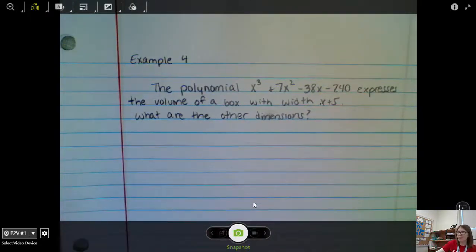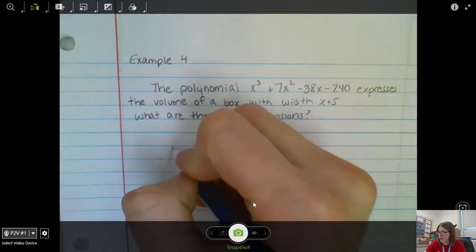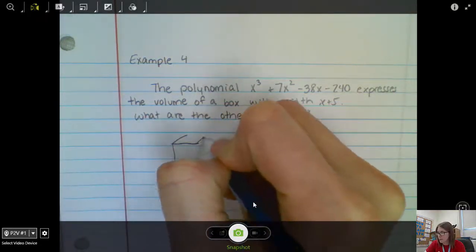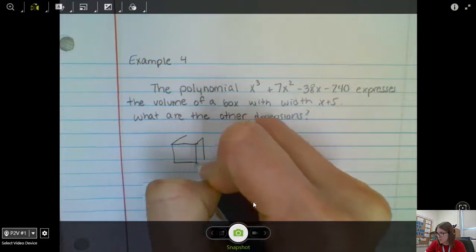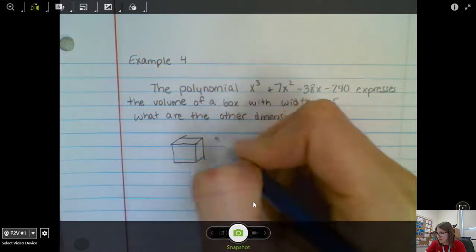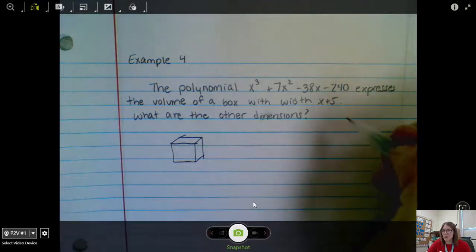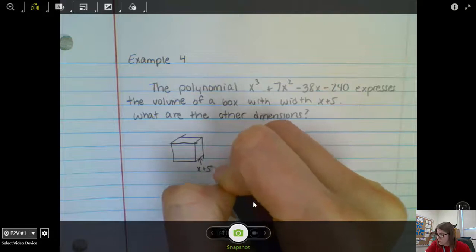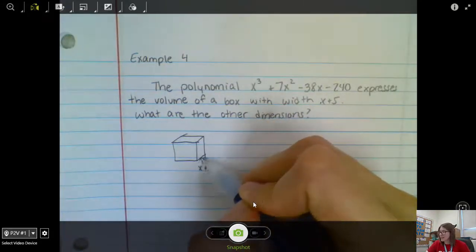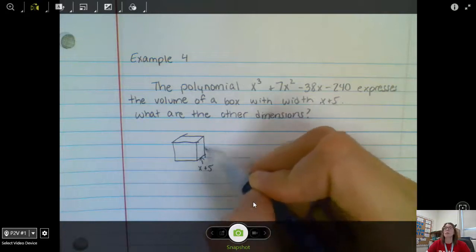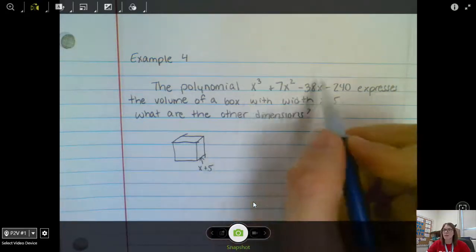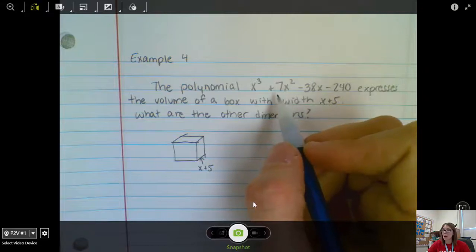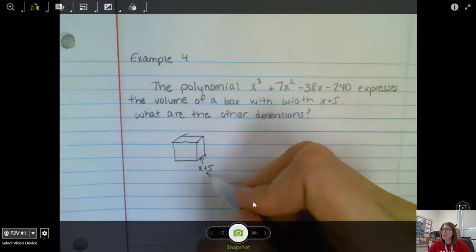Before we start trying to figure out how to set this up, let's think about how we find the volume of a box. We take our length times our width times our height. The only thing we know here is that our width is x plus 5. So I'm taking x plus 5 times whatever this is, times whatever this is, to get my total volume. I know then that x plus 5 has to be a factor.